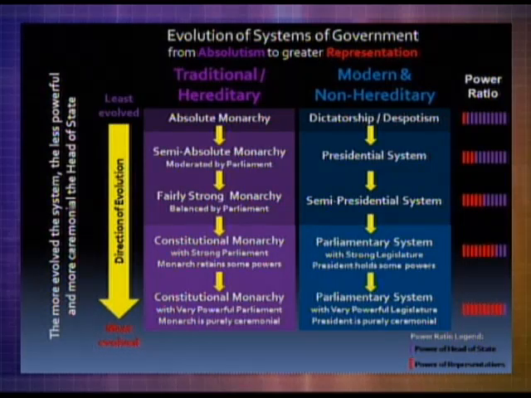What I have here on this slide basically shows the evolution, and I showed this last time. The evolution from an absolutist single-ruler model to a more representative model at the very end. As you can see, there is a direction of evolution, that yellow arrow from up to down. Let's look at the left side. That is the traditional, hereditary grouping.